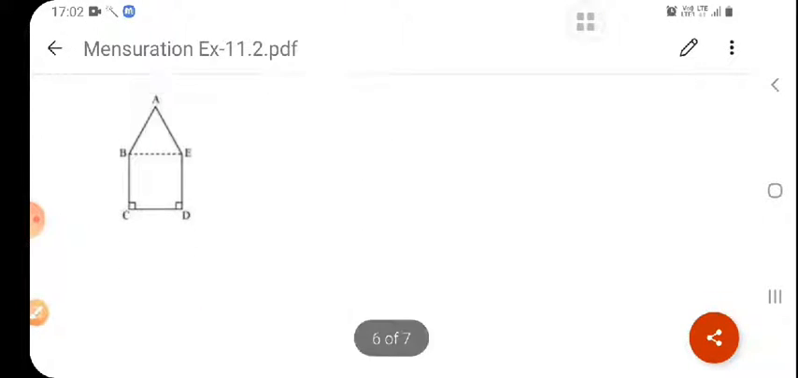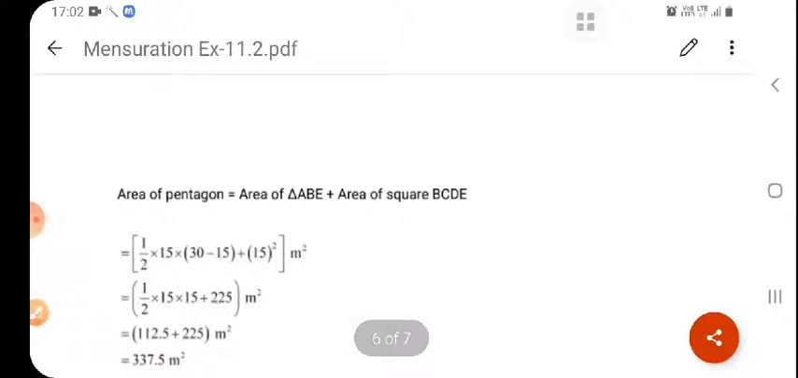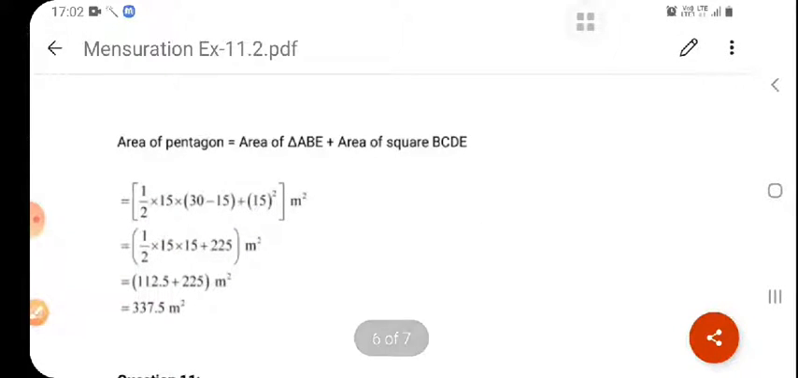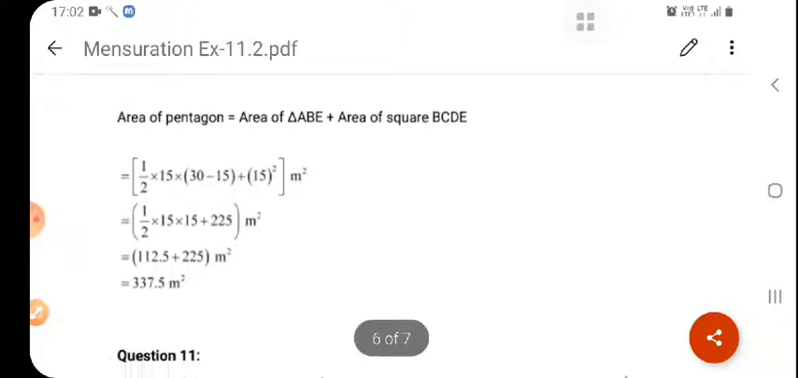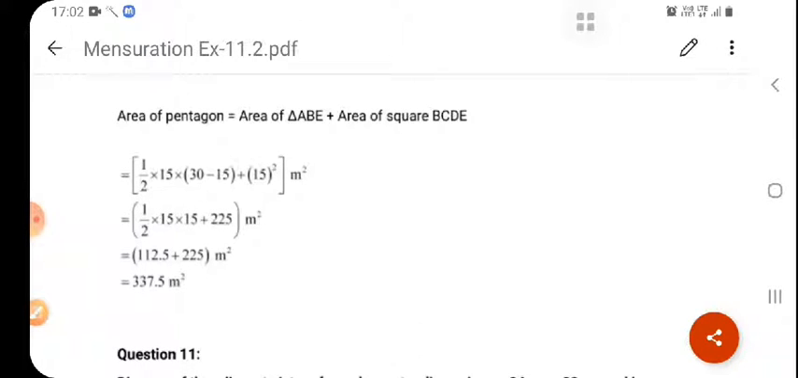Kavita's way of finding area is as follows. She will find the area of the pentagon as the area of triangle ABE plus the area of square BCDE. We can also find the area of the pentagon by using the area of triangle plus the area of square. Area of triangle is half base into height and area of square is side square.